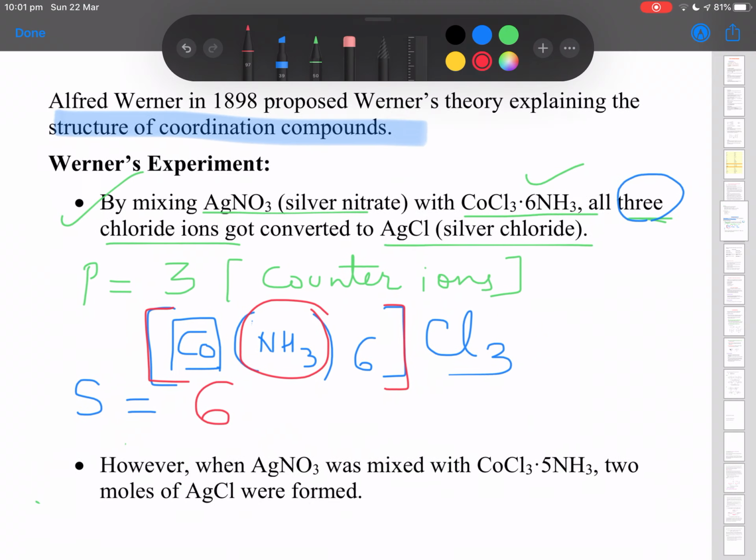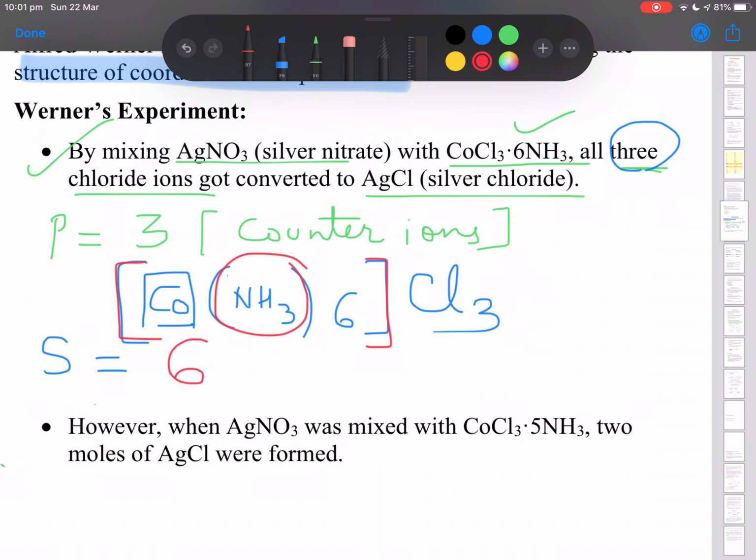Now let us understand the second example that will help you understand it more easily. Again here you can see CoCl3.5NH3 and only 2 moles of AgCl were formed. So what can you understand from here? Out of the chloride ions present, I don't know whether you are going to call it a ligand or a counter ion. That I have to decide right now.